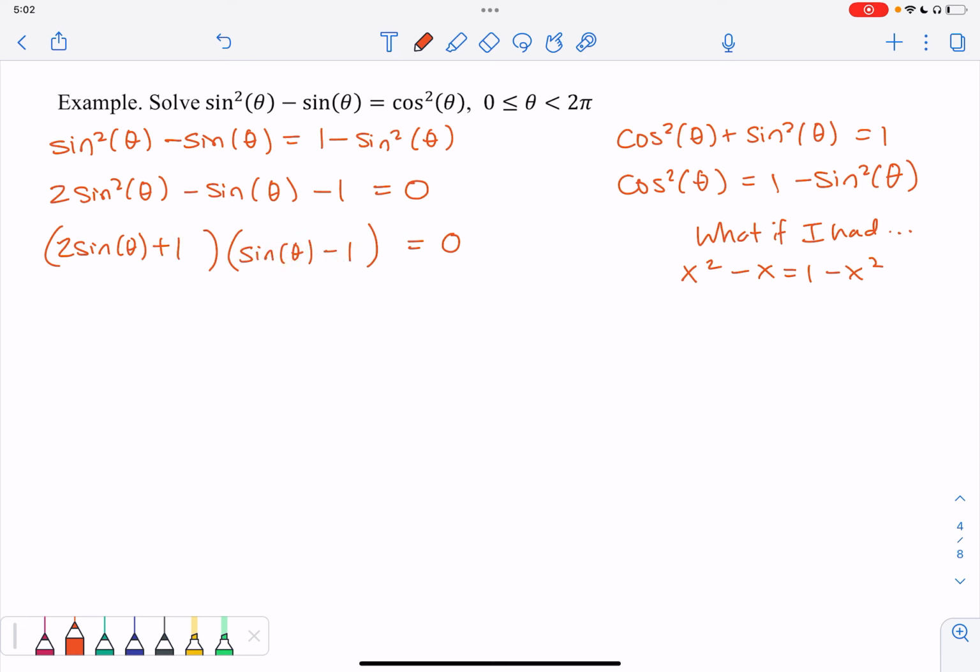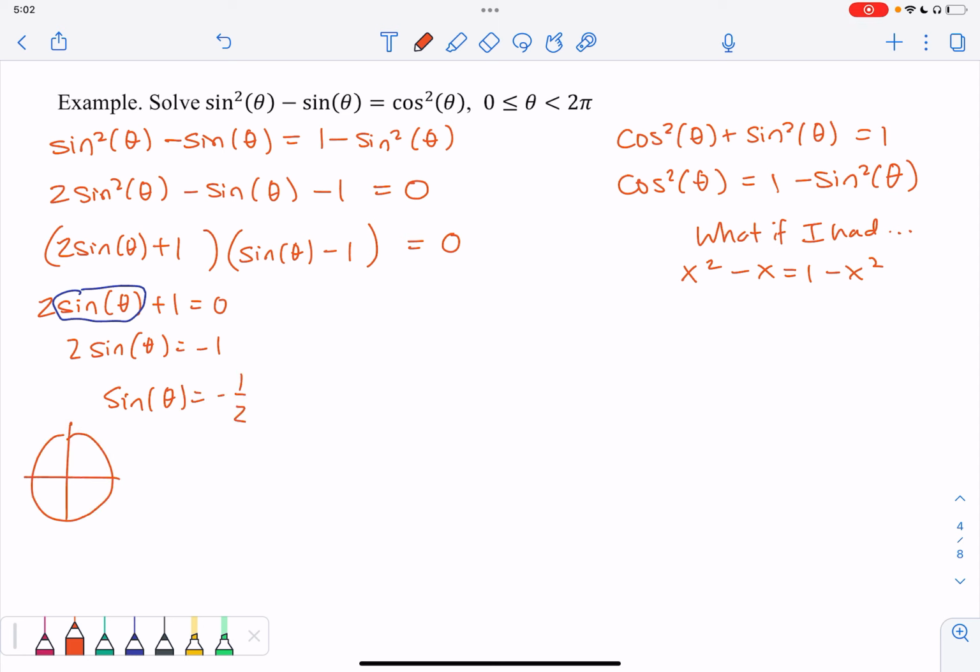You can check it in the same way. So now I get 2 sine theta plus 1 equals 0. So again, to solve something like this, first isolate your sine theta term. That would give me 2 sine of theta equals negative 1. So where does sine of theta equal negative 1/2? Again, unit circle, boom, boom. That happens at 7 pi over 6 and 11 pi over 6.